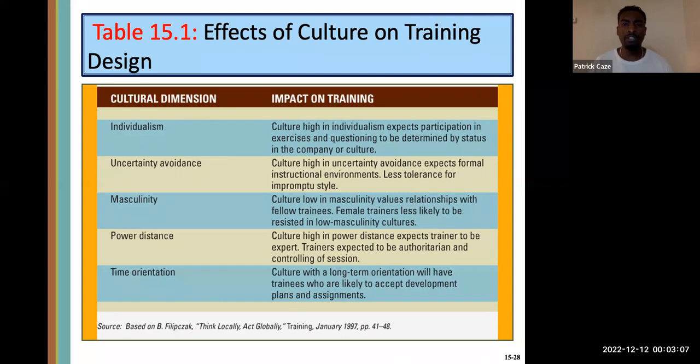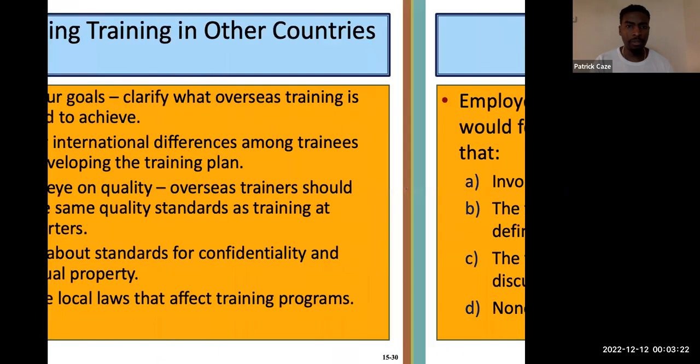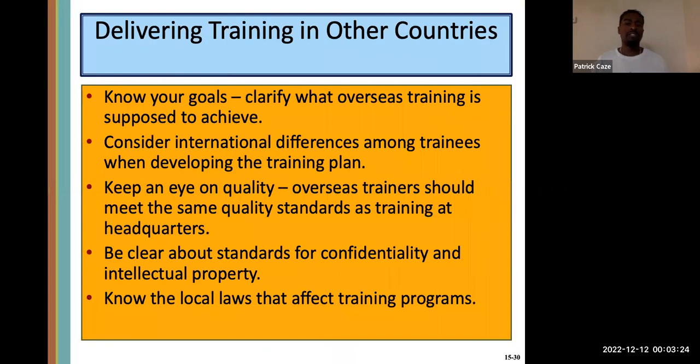Okay, so effects of cultural and training design. Depending on the cultural dimension, you as a country, this is how it impacts the training. So delivering training in other countries, it's not the same, but it has different things. So first one is know your goals, clarify what overseas training is supposed to achieve.